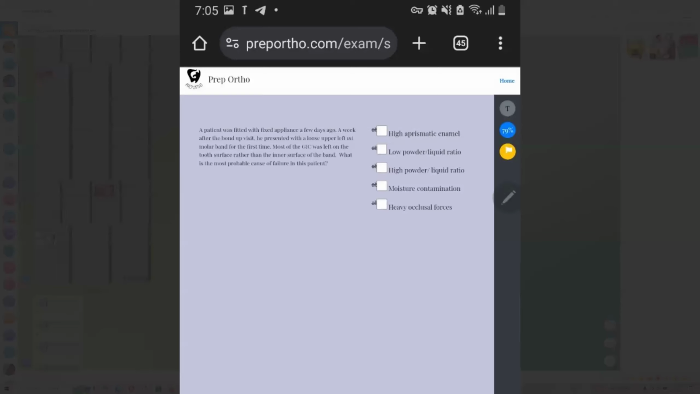It's the same repeated question. I told you many times, they write that there was a lateral open bite, so heavy occlusal forces, right? But there would be other problems too if the band is coming into occlusion. So I'm going to select low powder-liquid ratio, which means the liquid is more. That's why the adhesive is more on the tooth side rather than on the band side. So option B here.